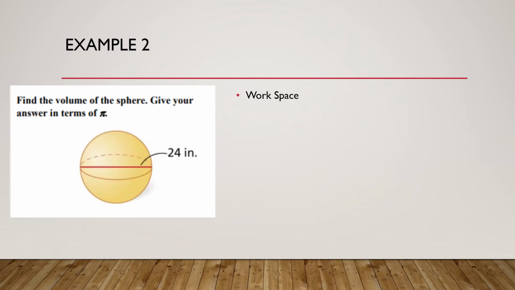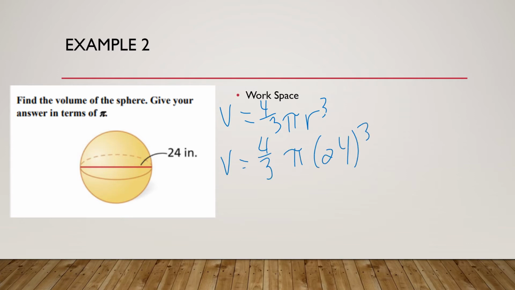So our next example is we are going to find the volume of this sphere. Again, we'll start with our formula. So volume of a sphere is 4/3 pi r cubed. So we're going to take 4/3 pi. My radius is 24 cubed.